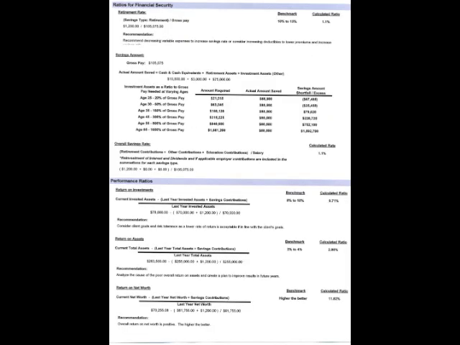On this next page, we have ratios for financial security. When you look at the top, your retirement rate, that is an issue of concern. We're not saving enough for retirement. You're currently at 1.1%, and the benchmark is 10 to 13%. So that's something we're going to have to beef up. And that goes hand in hand with the savings amount below, that we just have to get it beefed up.